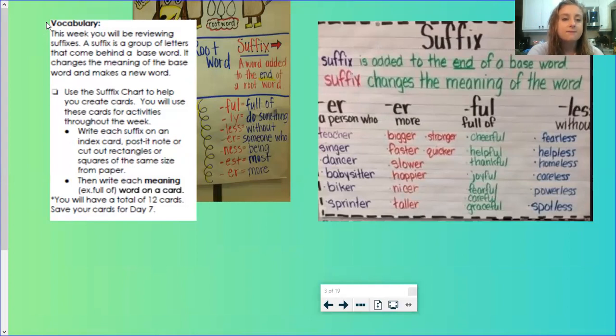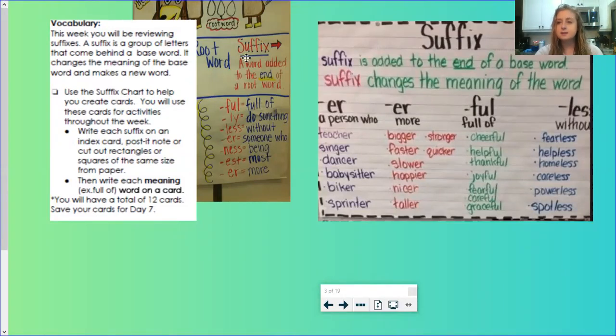Write each suffix on an index card, Post-it note, or cut out rectangles or squares of the same size from paper. Then write each meaning, example, full of, word on a card. You will have a total of 12 cards. Save your cards for day 7. So there's going to be another activity that you do tomorrow with these cards.